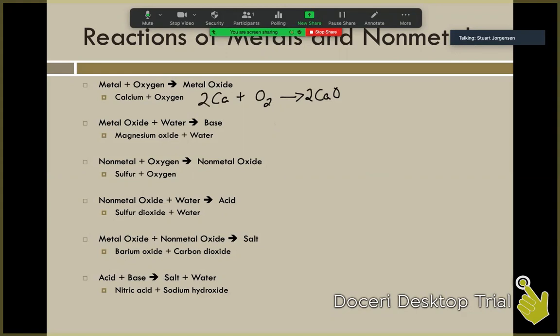We could go through and put state symbols in. Metals at room temperature are solid, oxygen's a gas. They make an ionic solid, so it'd be solid, gas, solid for our state symbols as we're working through here. So metal plus oxygen, metal oxide, smushing together.